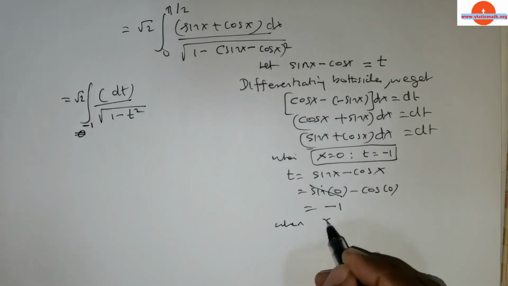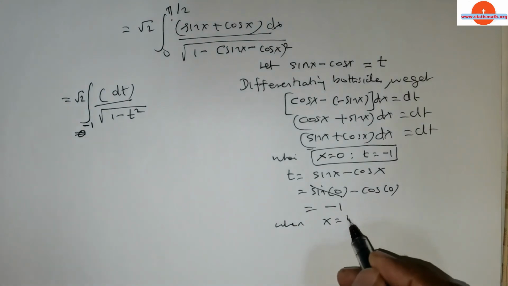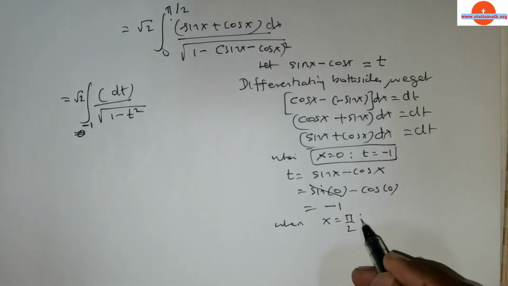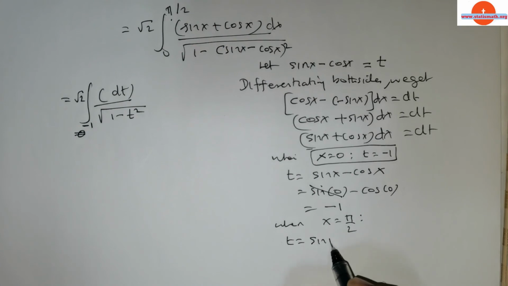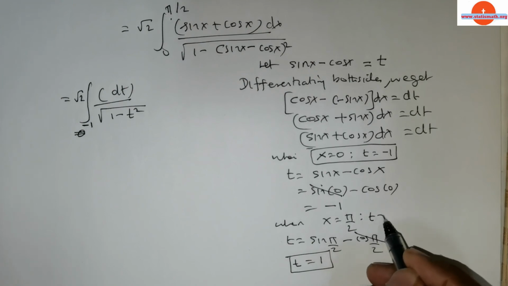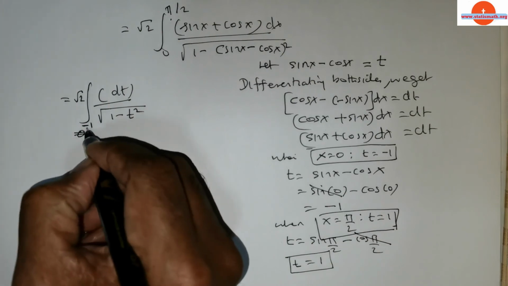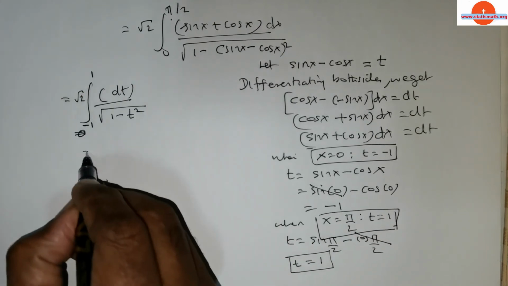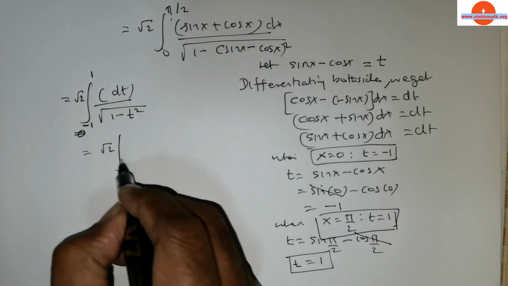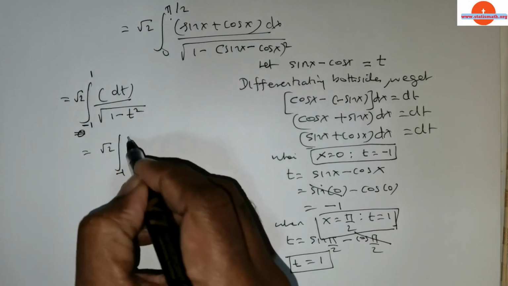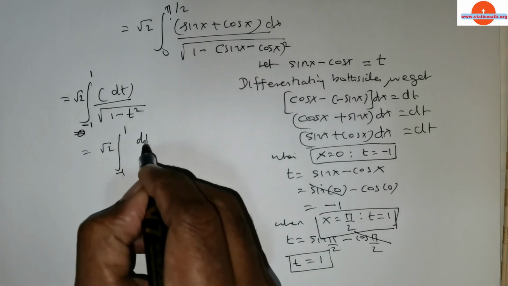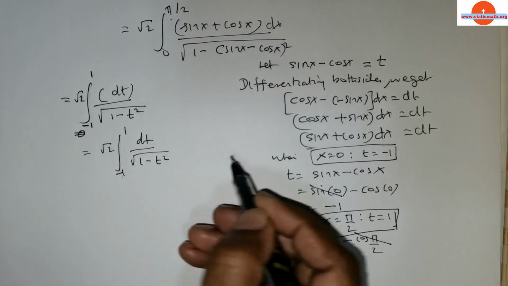Now when x is equal to pi over 2, I know the value of t is sine of pi over 2 negative cos of pi over 2. Cos pi over 2 is 0. Sine pi over 2 is 1. So I have t to be equal to 1. So when x is equal to pi over 2, the value of t is 1. So the limits are negative 1 to positive 1. Now this is rewritten as integral root 2. Just for clarity's sake, I'm writing it again. Negative 1 to 1, dt divided by root of 1 negative t squared.